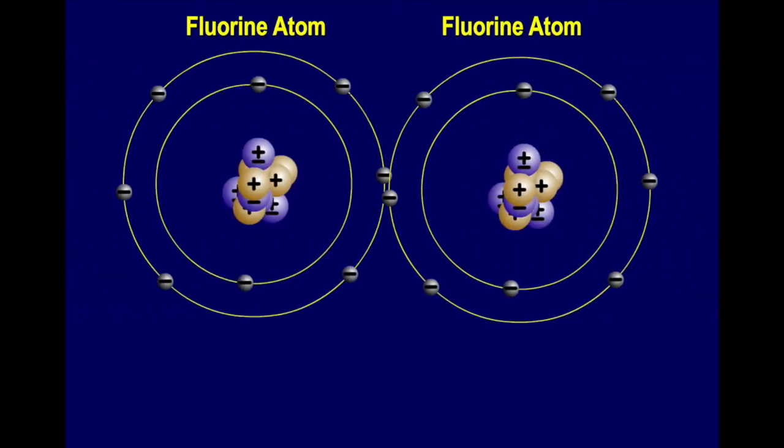An example would be fluorine. One fluorine cannot pull on this better than another. They share these electrons. There's no greater charge on one side or the other. They're sharing these electrons evenly.